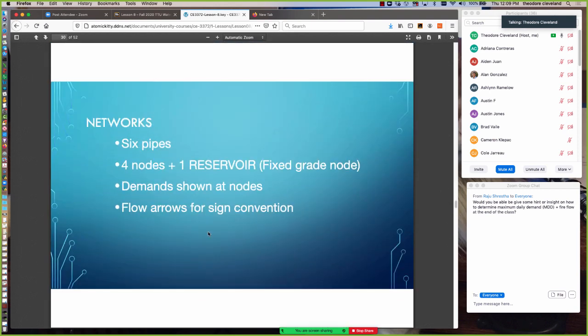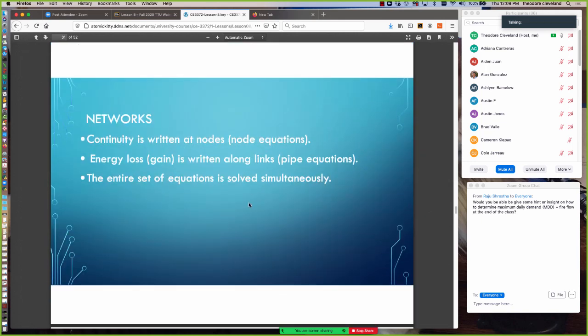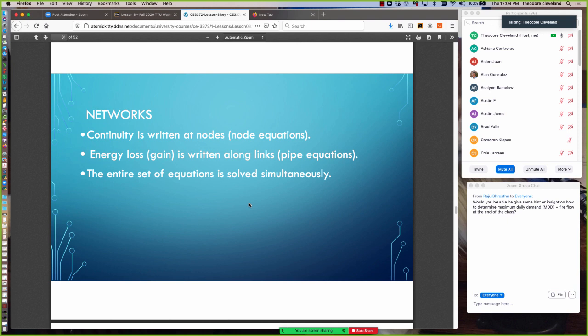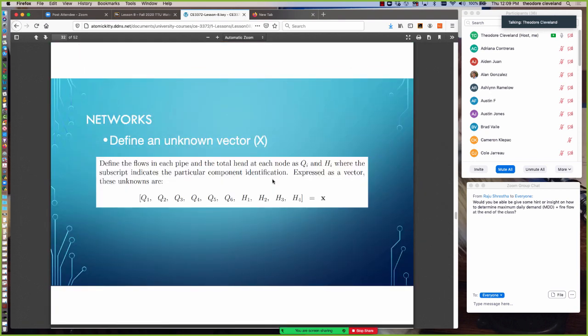So in that drawing, there's 6 pipes, 4 nodes plus 1 reservoir. The reservoir is called a fixed grade node. So we're going to stipulate what the total head is going to be at that node. And then we have the demands at the node, flow arrows for the sign convention. We write continuity for each of the nodes, and we write energy loss for each of the links, and then we assemble the equation set and solve it simultaneously. So in both assembling the equation and solving it, this is the structure that I'm going to use.